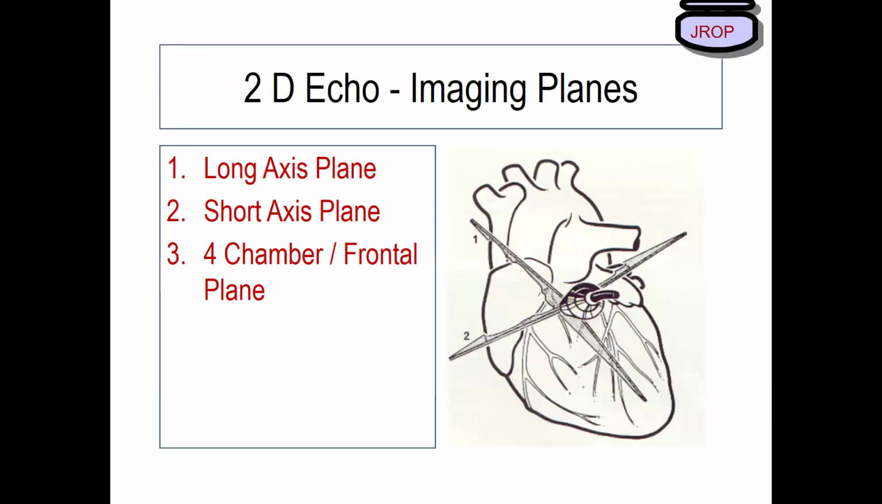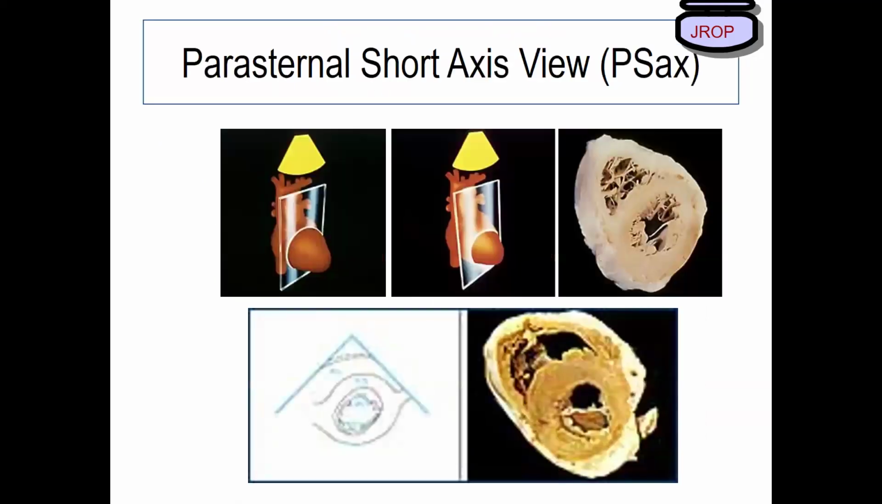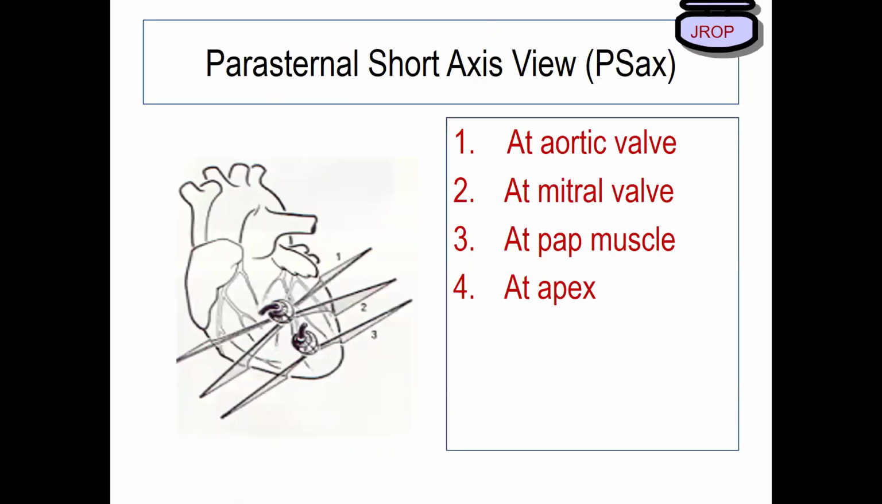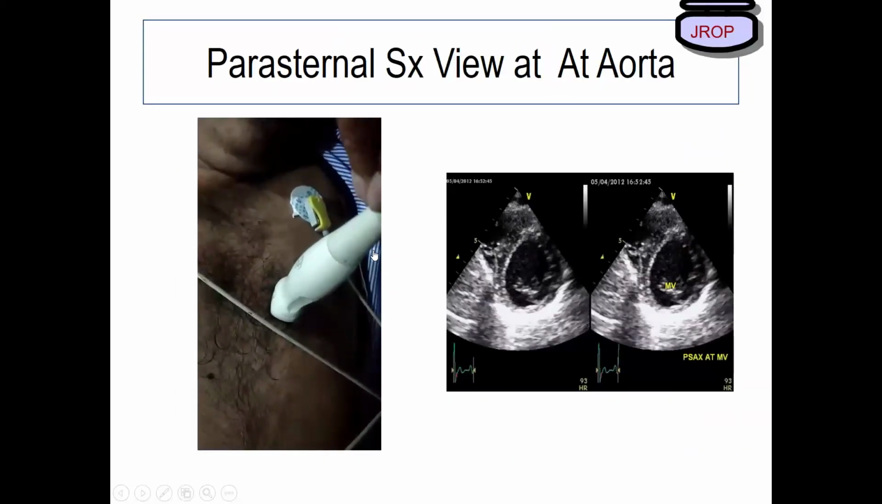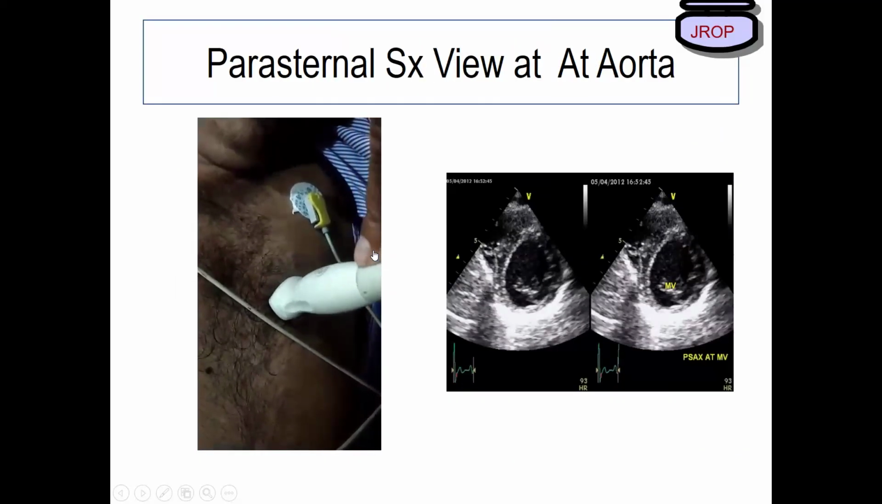Now from the long axis, we move on to the short axis. What is the short axis? We were in the same third intercostal space, our index marker was facing 11 o'clock position. I rotated the transducer 90 degrees, so the index marker has come to 1 or 2 o'clock position. Now look how we come back from the parasternal long axis to the short axis view.